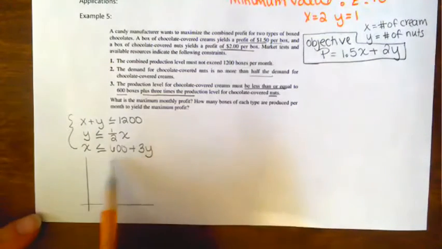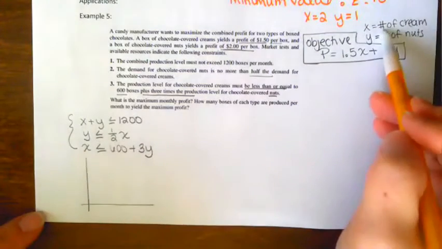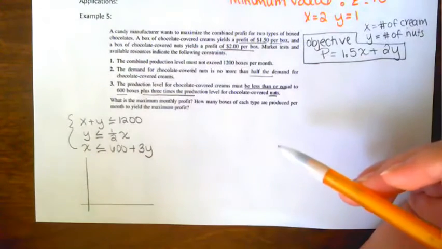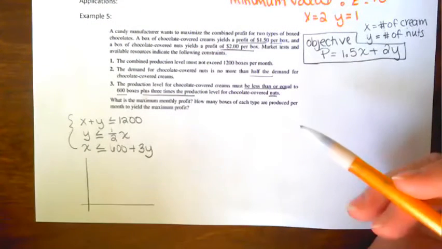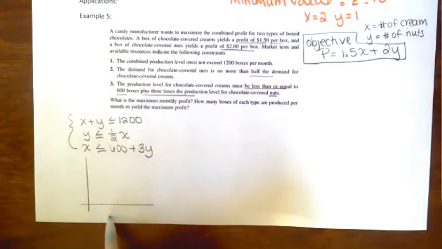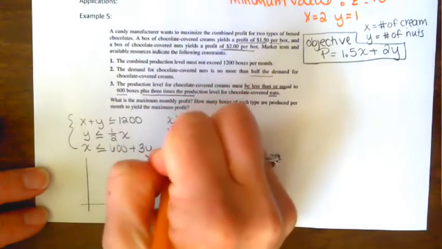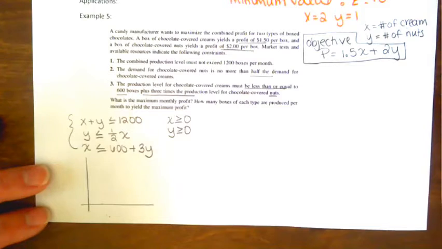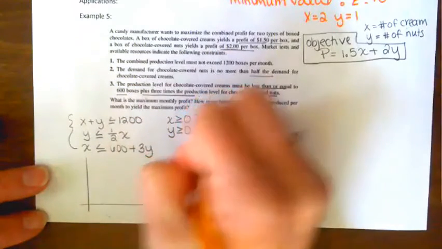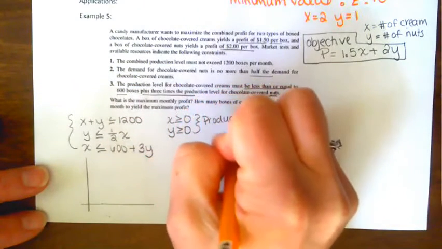If X and Y represent the number of things I make, the chocolate covered creams and the chocolate covered nuts, can I ever include negative values? Can I make a negative box of chocolate covered nuts or a negative number of boxes of chocolate covered creams? No. So we also know that X has to be greater than or equal to 0 and Y has to be greater than or equal to 0, right? Because the production of them can't be negative.